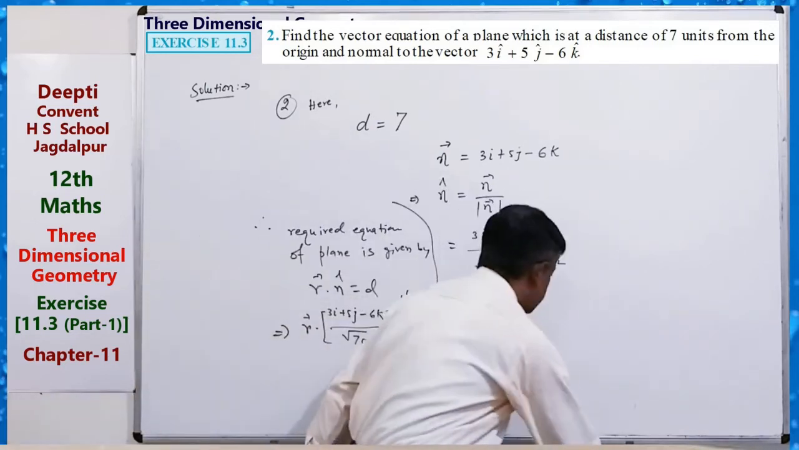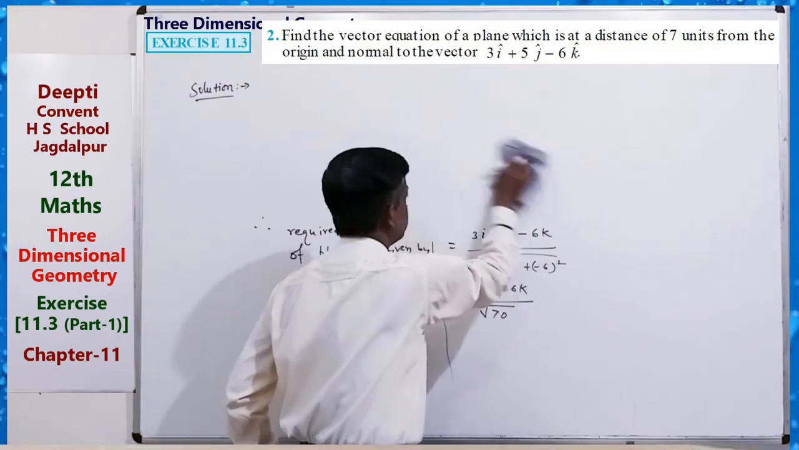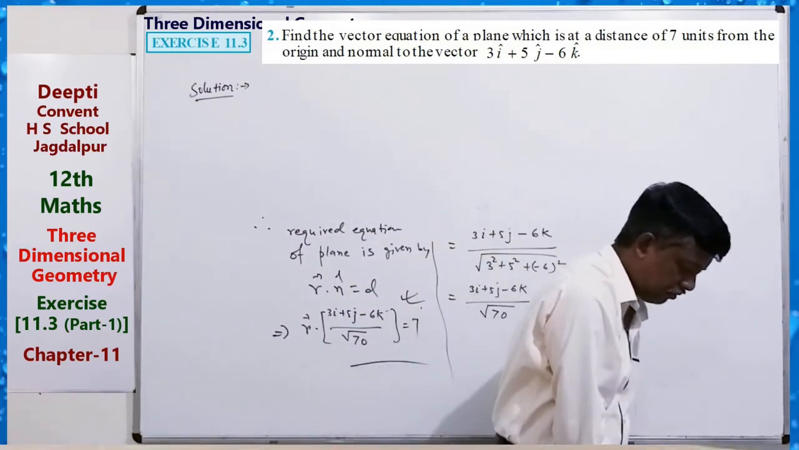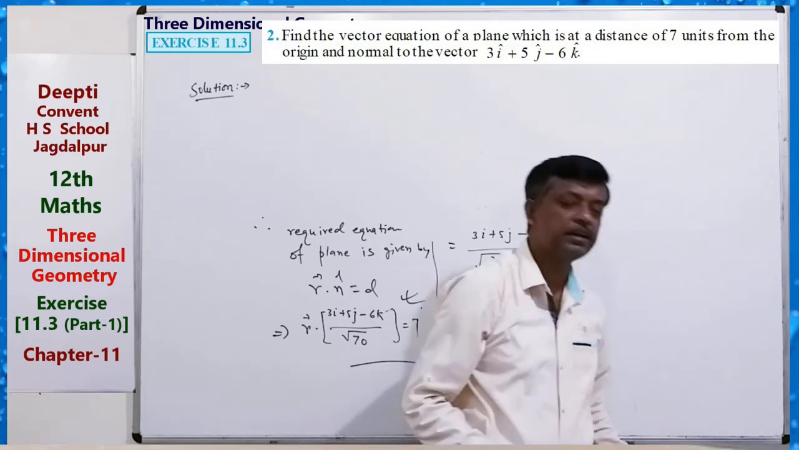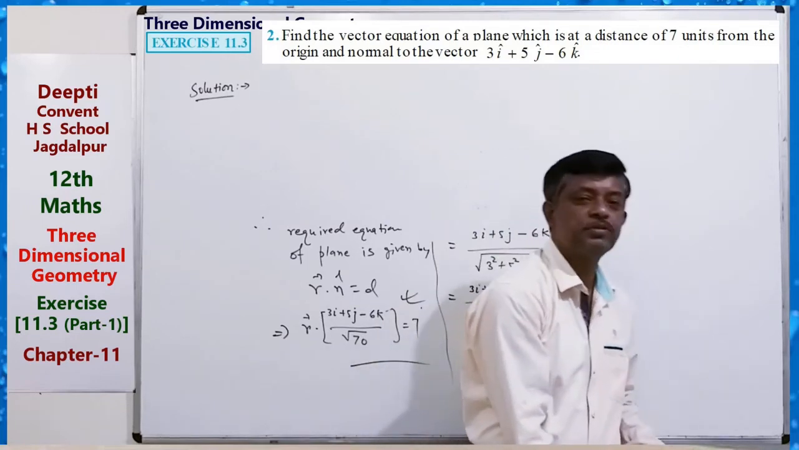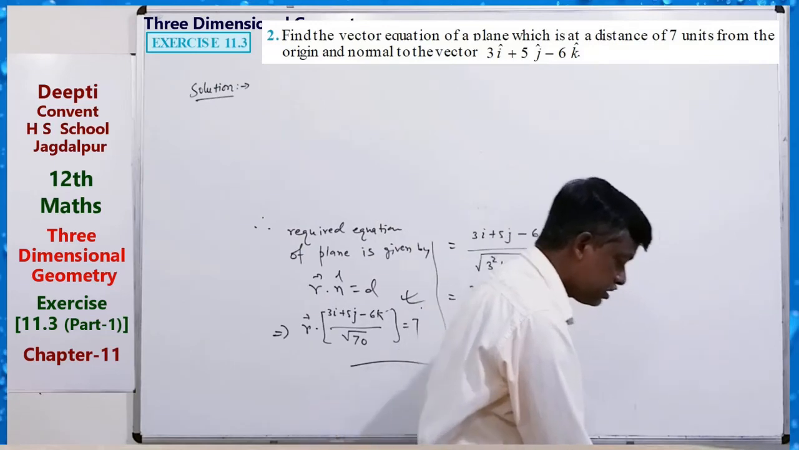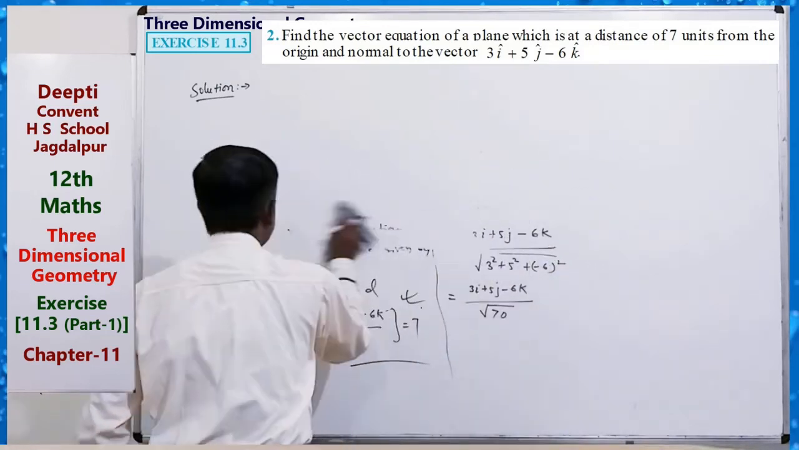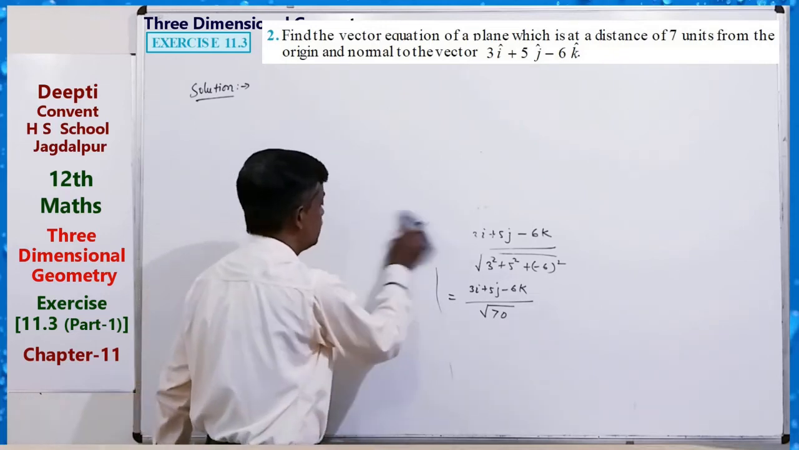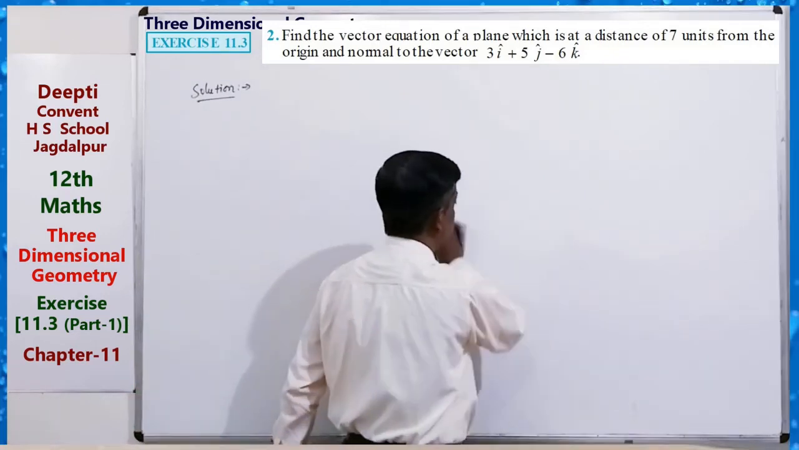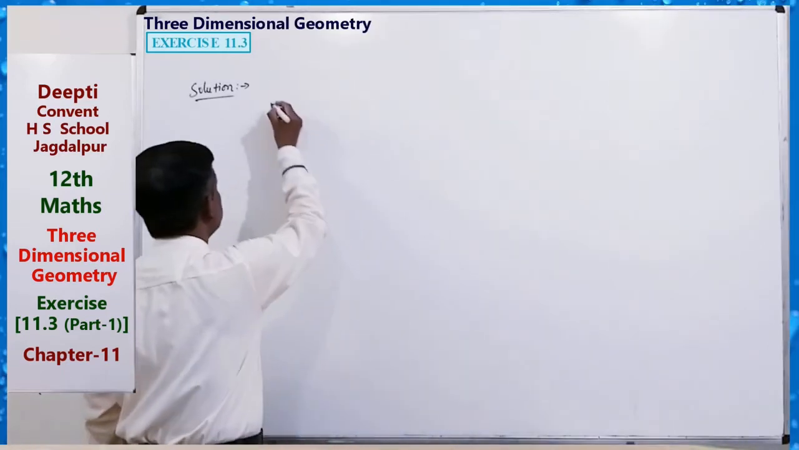Clear? Now question third. Question third is what? Find the Cartesian equation of the following planes. These are given in vector form, so we have to write only the Cartesian form. Writing the Cartesian form is very simple. So, how can we write the Cartesian form of the equation of a plane from vector form?